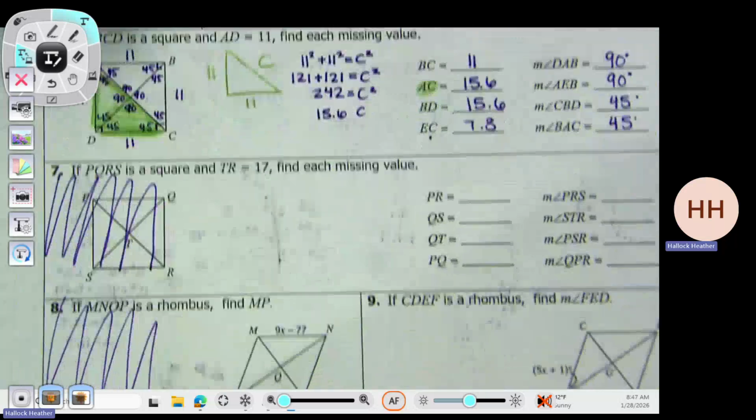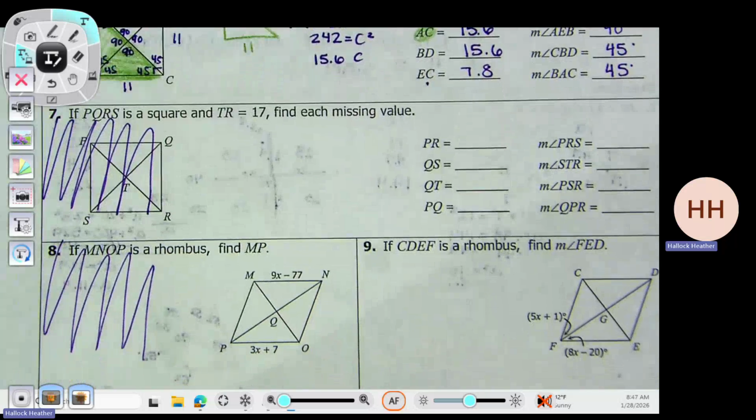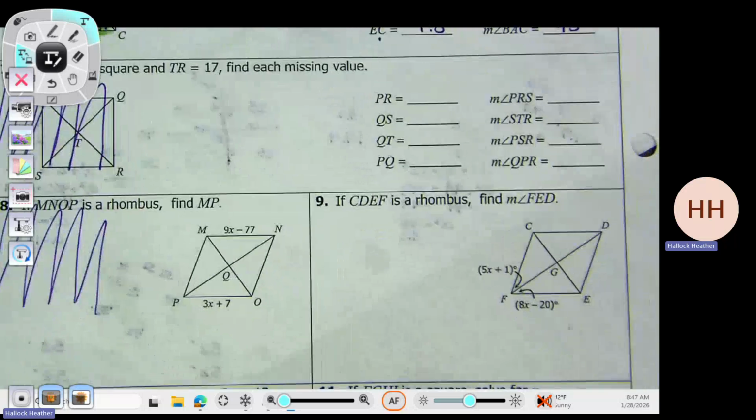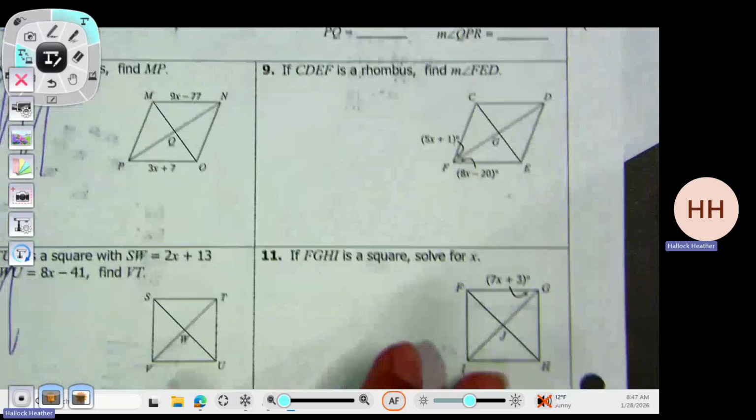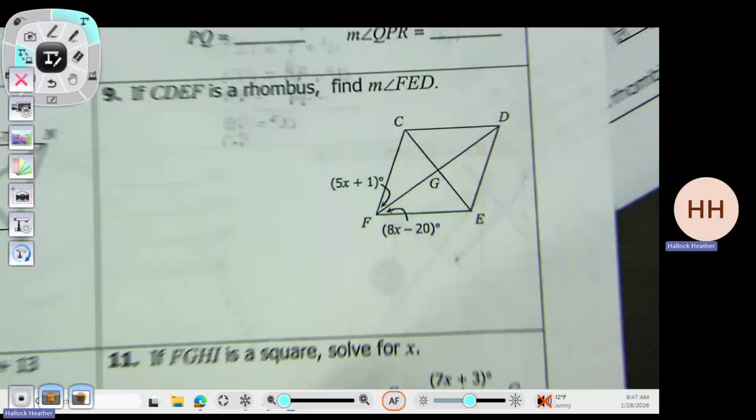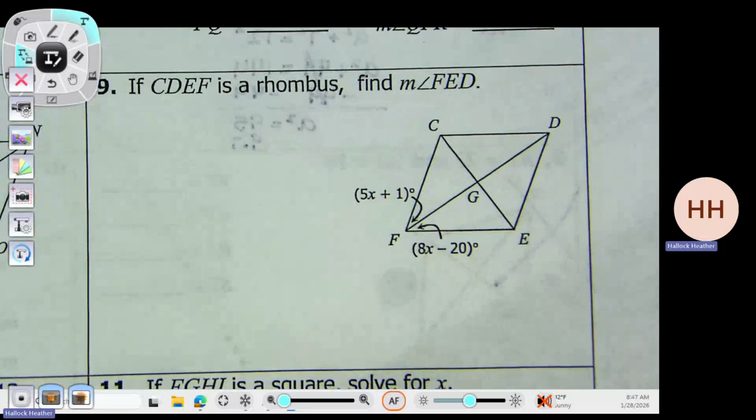Okay, so 7 we're skipping, 8 we're skipping because we don't need to do a bunch of these. Okay, so for number 9, we're only doing 9 and 11 last. So no 10. So we're only doing 9 and 11. So you can scribble out the rest.